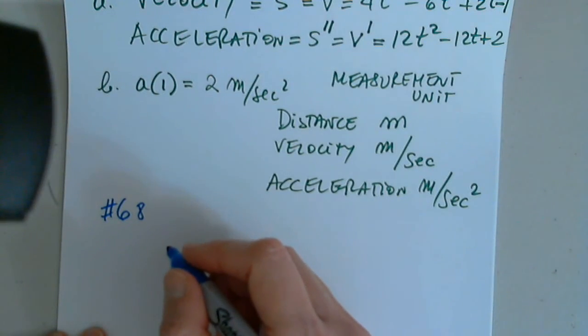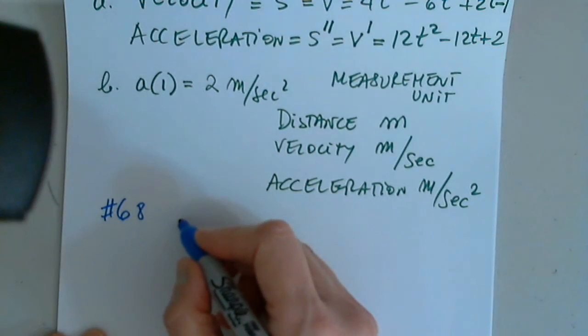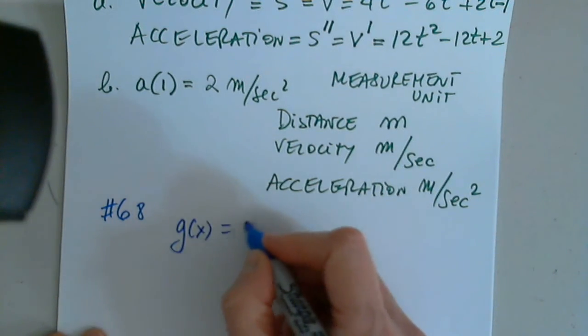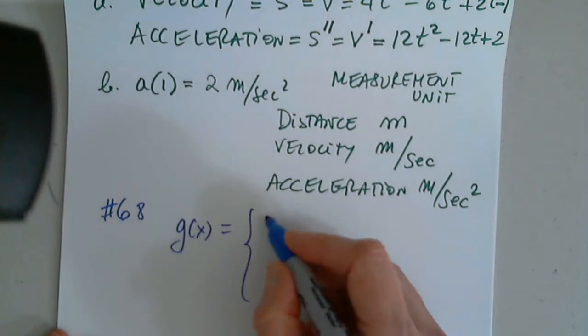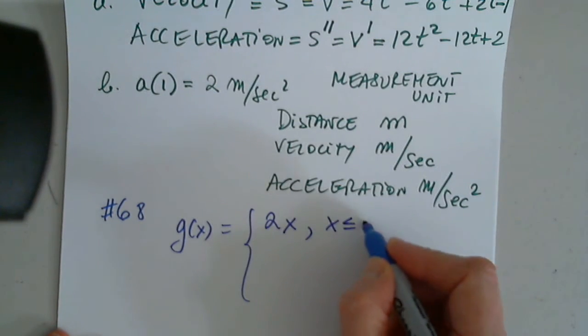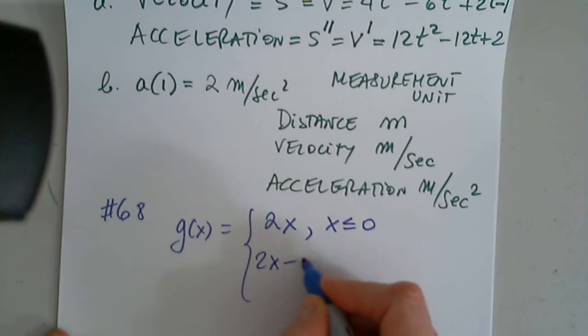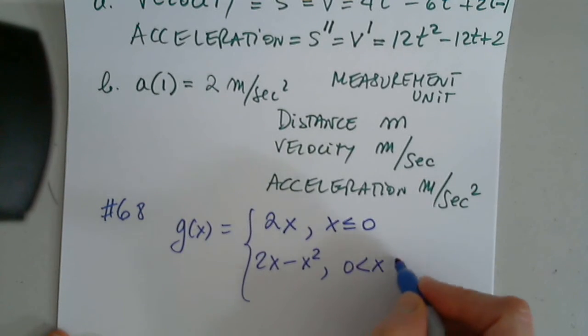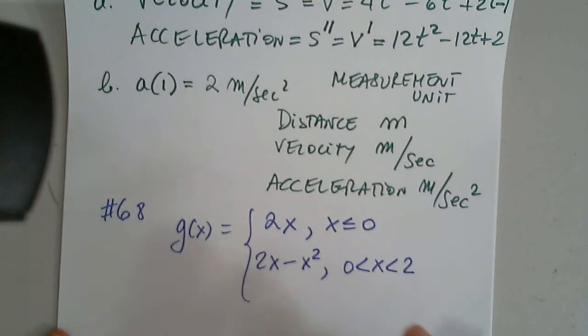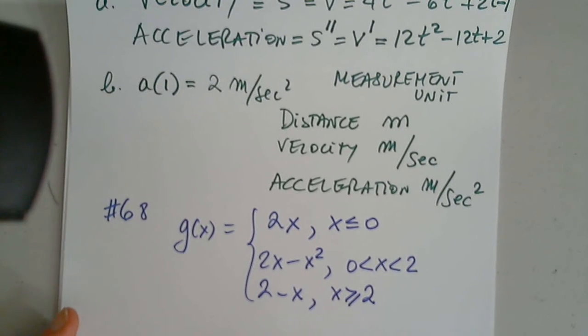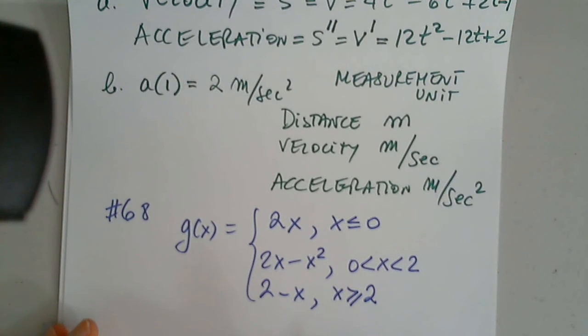So at what numbers is this function differentiable? Okay, so we're given a function g of x, and this is 2x for x less than or equal to 0, and it's 2x minus x squared for x between 0 and 2, and 2 minus x for x greater than or equal to 2. At what numbers is the following function differentiable? And then they want us to find g prime and graph both.